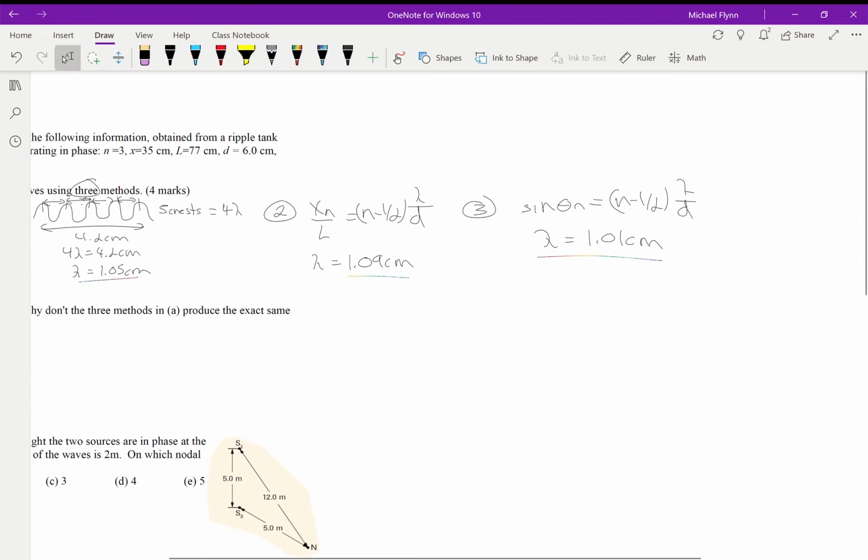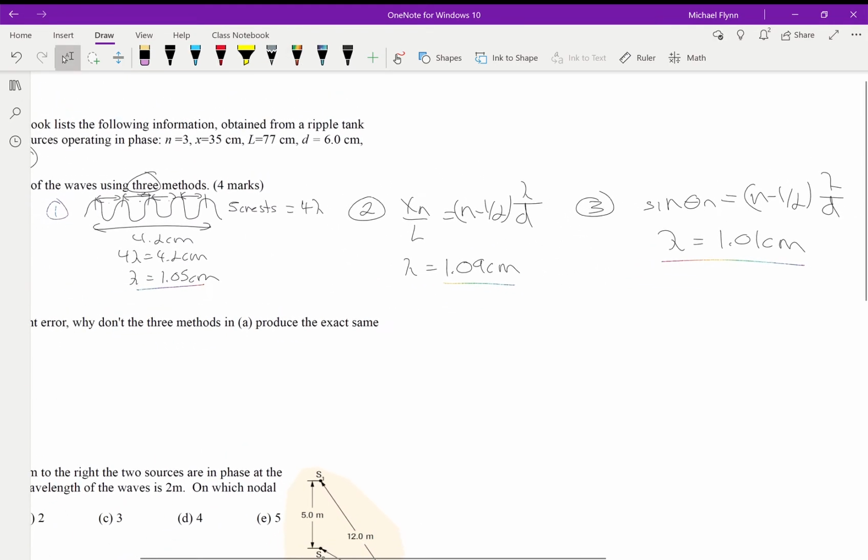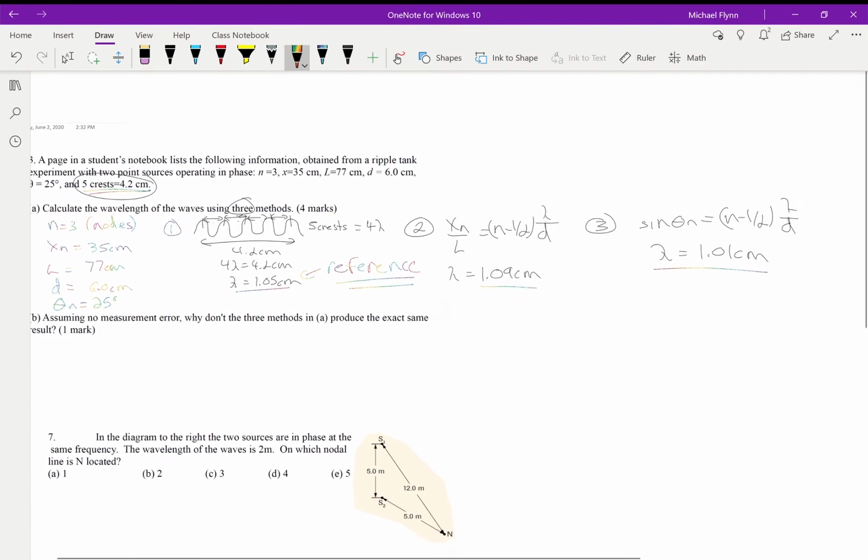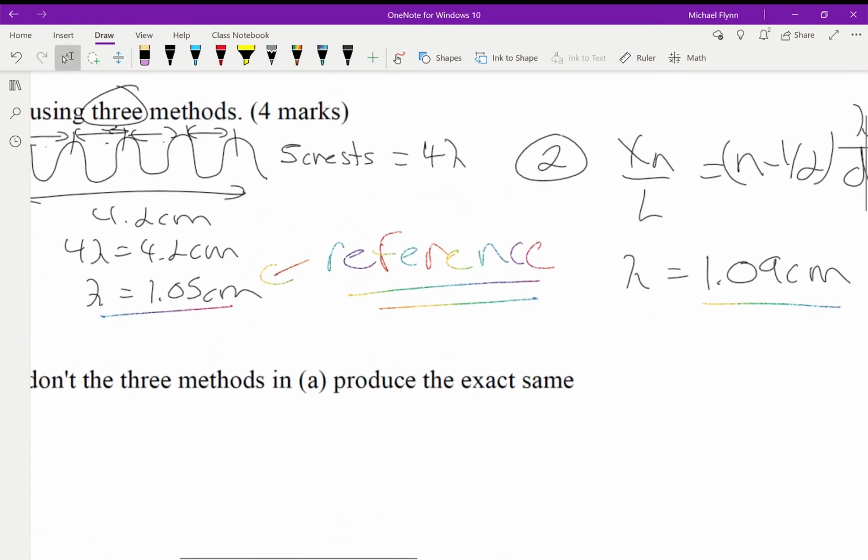Now I notice I got 3 different numbers. These 3 different numbers all represent the wavelength. So which one's right? Well, the most accurate one should be your reference because you measured the wave directly. That's your reference value. It should be the best number. You measured the wavelength over 5 crests and got 4.2 centimeters, so that should be a direct measurement of the wavelength and the most accurate.